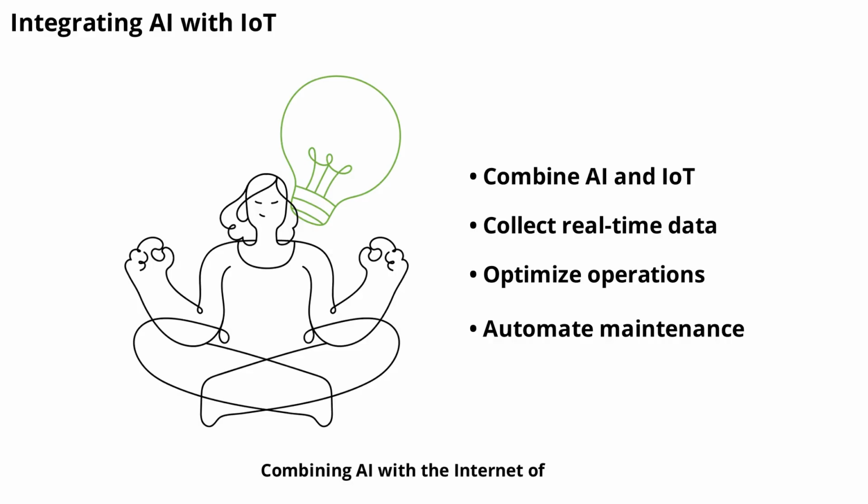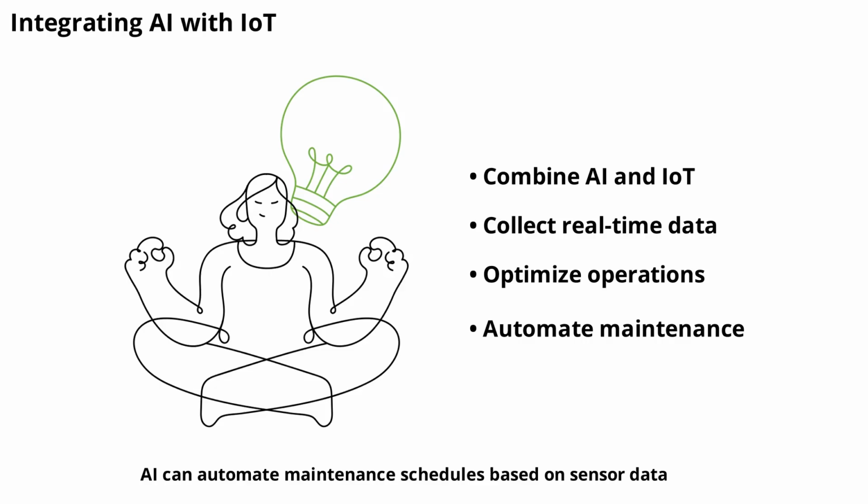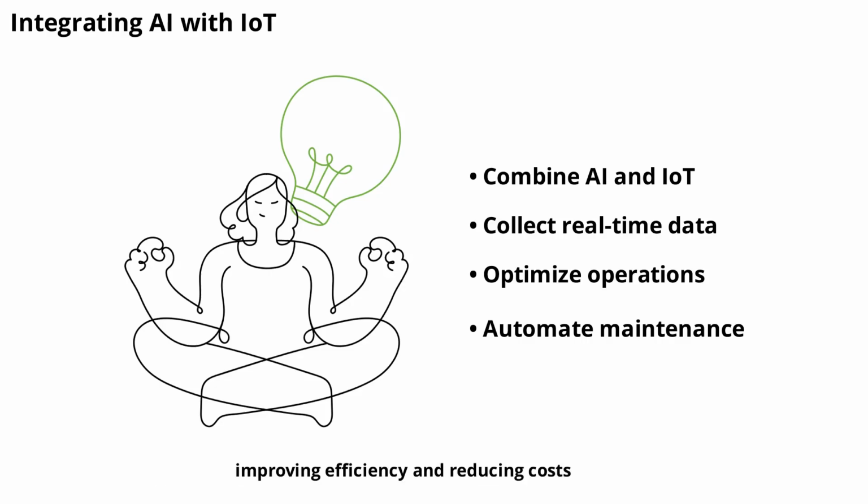Combining AI with the Internet of Things, IoT, can unlock new automation possibilities. IoT devices collect real-time data from equipment, vehicles, or products, while AI analyzes this data to optimize operations. For example, AI can automate maintenance schedules based on sensor data, improving efficiency and reducing costs.